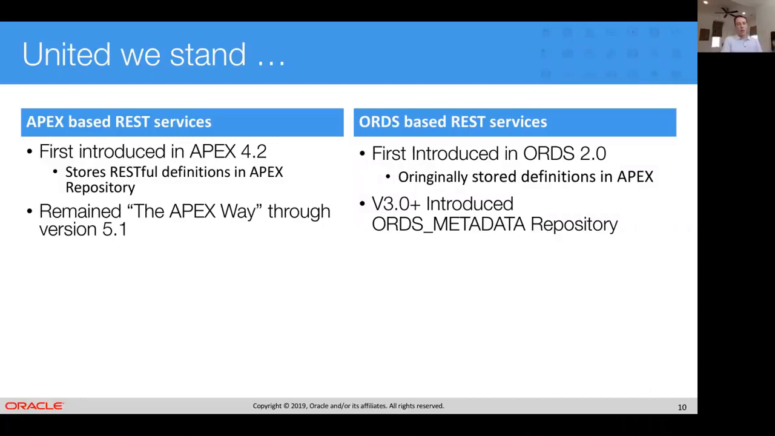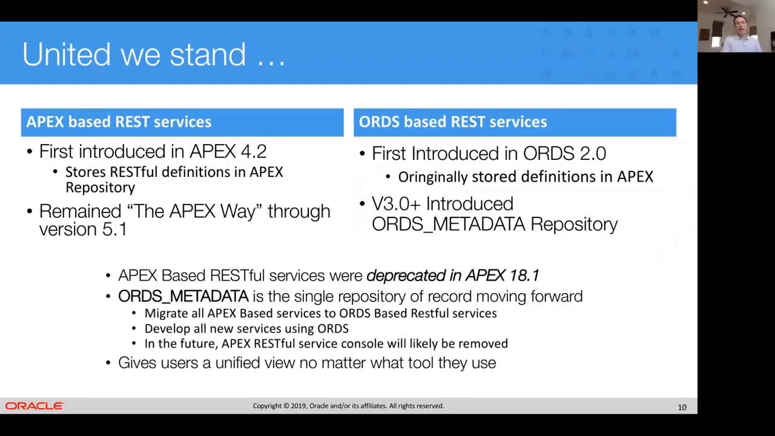As of Apex 18.1, the Apex-based RESTful services have been deprecated, and therefore ORDS metadata, or the ORDS central repository, is the single repository of record moving forward. So therefore, you should migrate all your Apex-based REST services to ORDS.